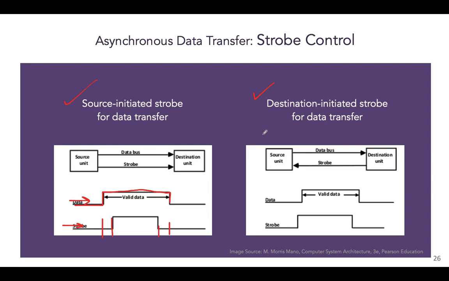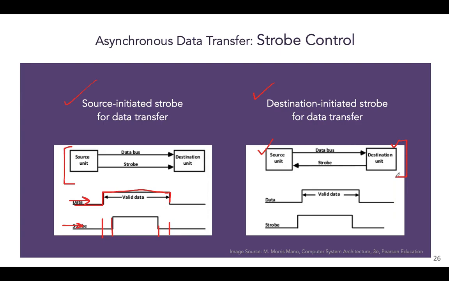What happens in case of the destination initiated strobe transfer? Now again, the source is the one that's going to send the data, the destination is the one that's going to receive the data. But the thing here is, in this case, the destination is the one that initiates the transfer. The destination asks for some data, and the source sends some data to the destination.